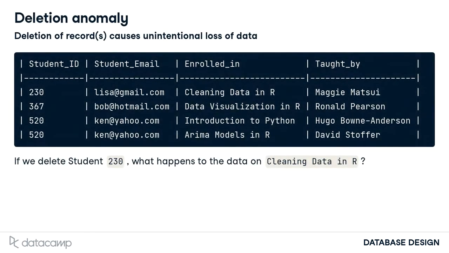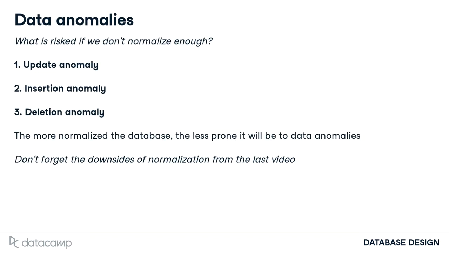A deletion anomaly happens when you delete a record and unintentionally delete other data. For example, if you were to delete any of these students, you would lose the course information provided in the columns enrolled in and taught by. This could be resolved if we put that information in another table. The more normalized the database, the less prone it will be to these anomalies.